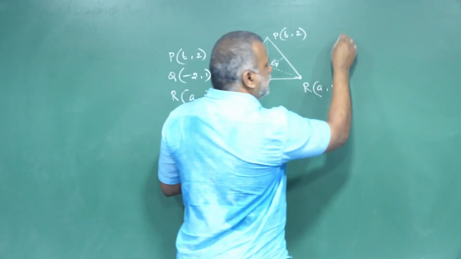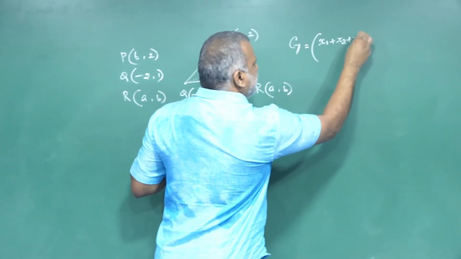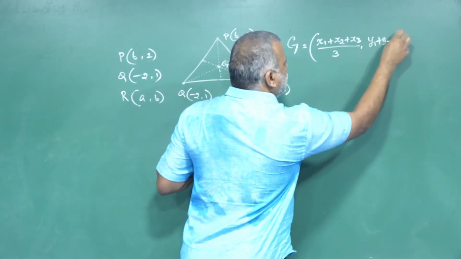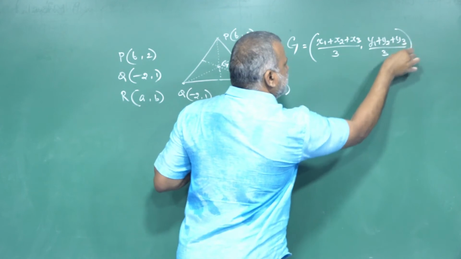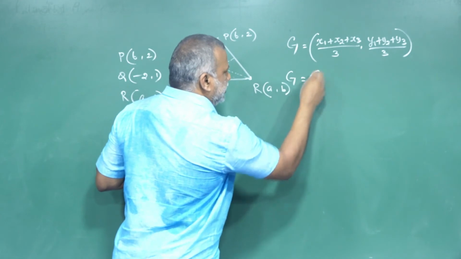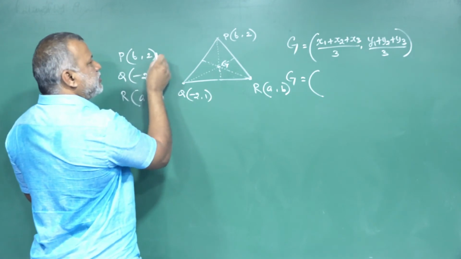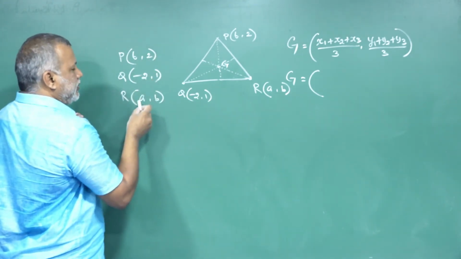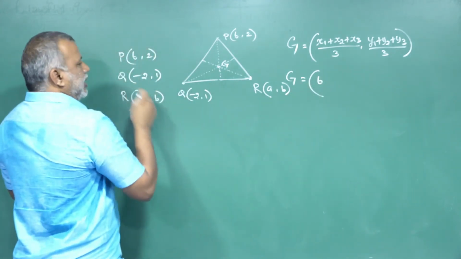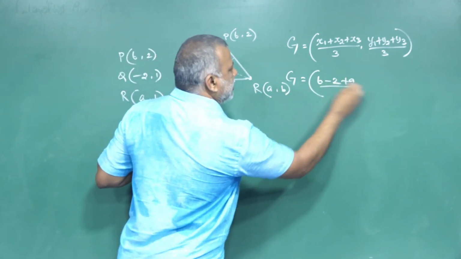We have the formula G equal to (x1 plus x2 plus x3) by 3, (y1 plus y2 plus y3) by 3. So G is the centroid. Now I can select x1, x2, x3. So P is x1, y1, Q is x2, y2, R is x3, y3. Therefore x1 is 6, then minus 2, and again a is unknown, divided by 3.